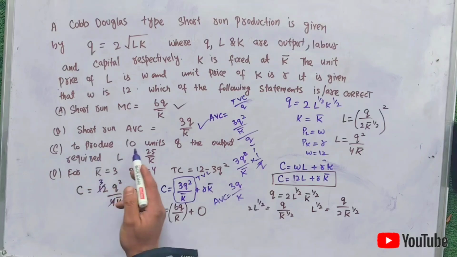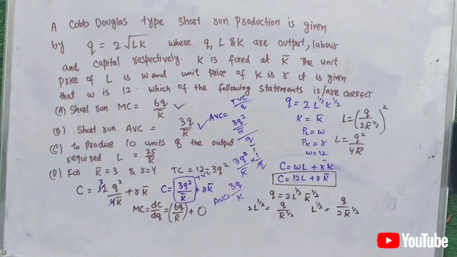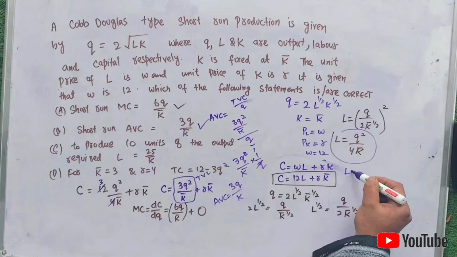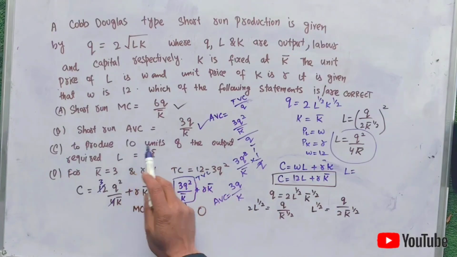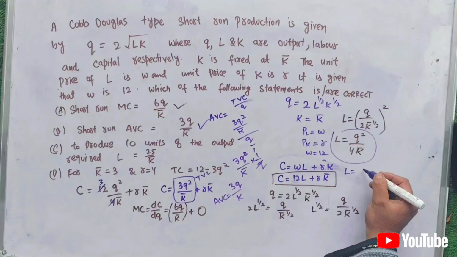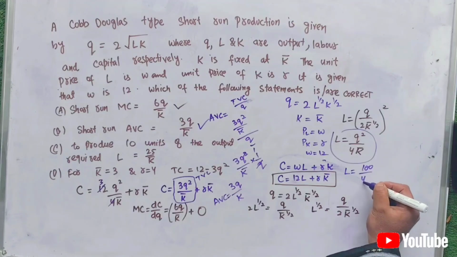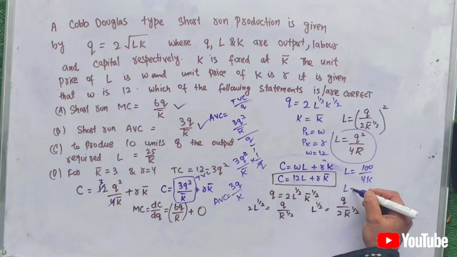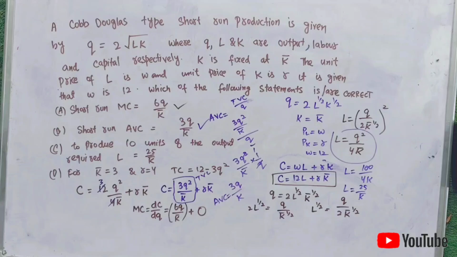Next option is to produce 10 units of output, required labor will be equal to 25 upon K. Let us see. Our demand function is this, labor demand function. So L will be equal to, we are supposed to produce 10 units of output, so in place of Q we have 10, so 10 tens are 100 divided by 4K. So 4 ones are 4, 25s are, so L will be equal to 25 divided by K. This is also correct. Okay, I hope I have solved it correctly.